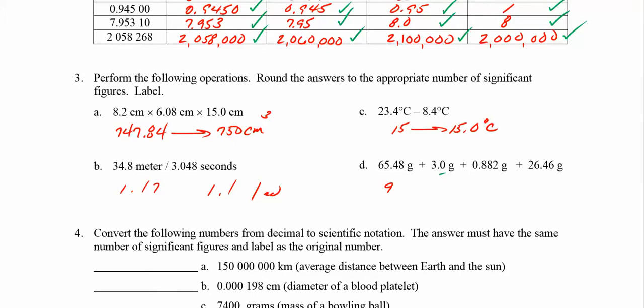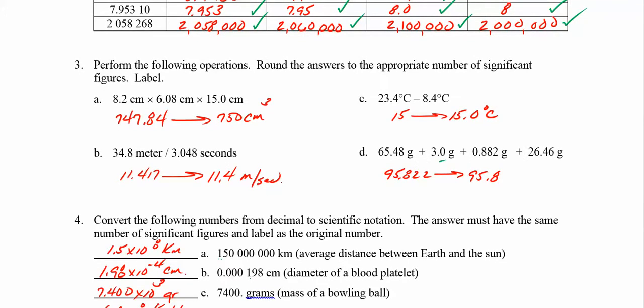Let's go on to number 3. Number 3 says perform the following operations, round the answers to the appropriate number of significant figures, and then label. We've got a multiplication problem here, centimeters by centimeters by centimeters. Somebody wants me to find the volume of something. So what I'm going to do is multiply these three numbers together. When I do, I get 747.84. That's the number that shows up on my calculator screen.